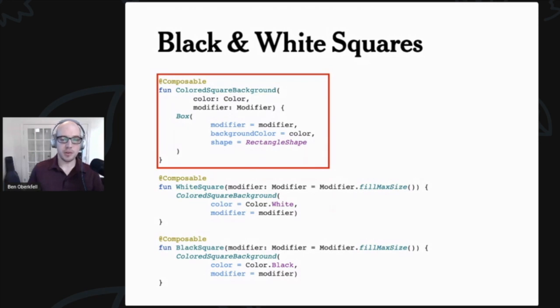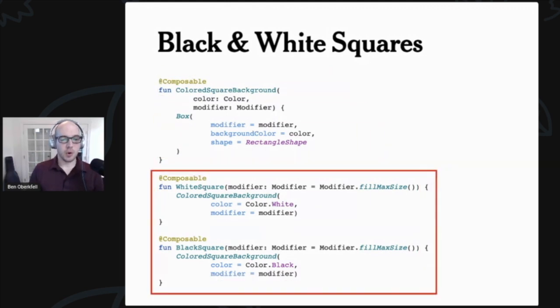So we'll create a box. We'll give it a background color that's passed in from this function. And the modifier is a way to pass in layout configuration. We'll also wrap this color background in some easy convenience methods for white squares and black squares. And we'll also pass in a modifier in there to make it fill the size of its parent. So these are going to be a black square and a white square that expand to fill the entire available space that they're given.